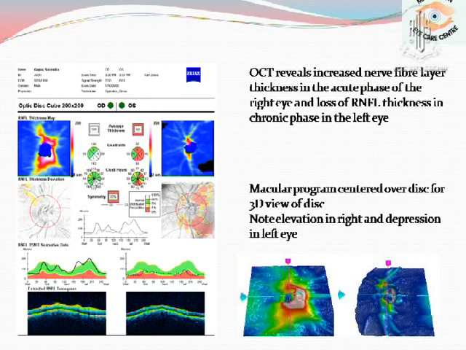OCT reveals that there is an increased nerve fiber layer thickness in the right eye and decreased nerve fiber layer thickness in the left eye. And this is again the macular program which is centered over the disc to show you the elevation and depression. So we can clearly see there's an elevation of the nerve fiber layer thickness here and depression here. Similar things are depicted here and here.